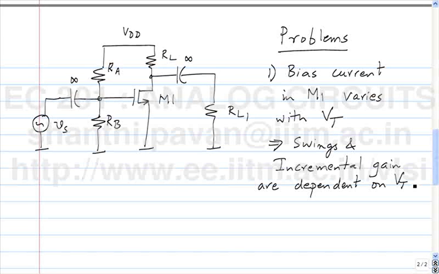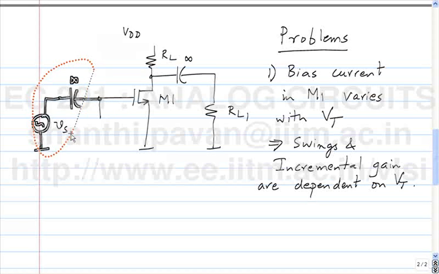Please note that the gate source voltage of the MOSFET is fixed. It is VDD times RB by RB plus RA. Okay? And that guy doesn't know that the transistor threshold is changing. That's a fixed voltage. Okay? And if you want to make it a little clear, you can think of this as far as the biasing is concerned. Let me just worry about the biasing now.